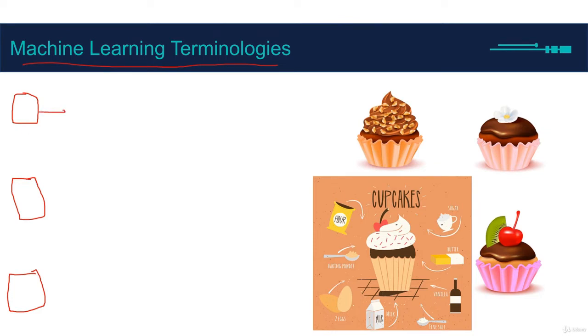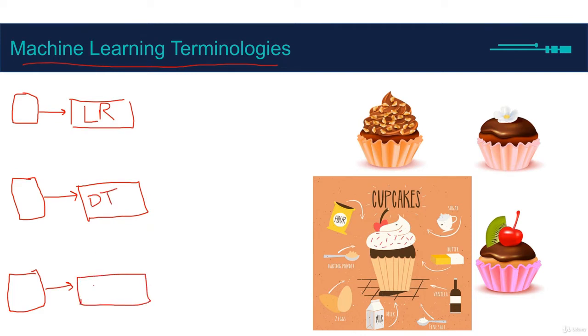And then since it's a supervised learning and it's a classification problem, I'm going to use 3 algorithms, okay? Here I'm going to use logistic regression, and here I'm going to use decision tree, and here I'm going to use support vector machine. These are all algorithms, and these algorithms are used for classification, okay?